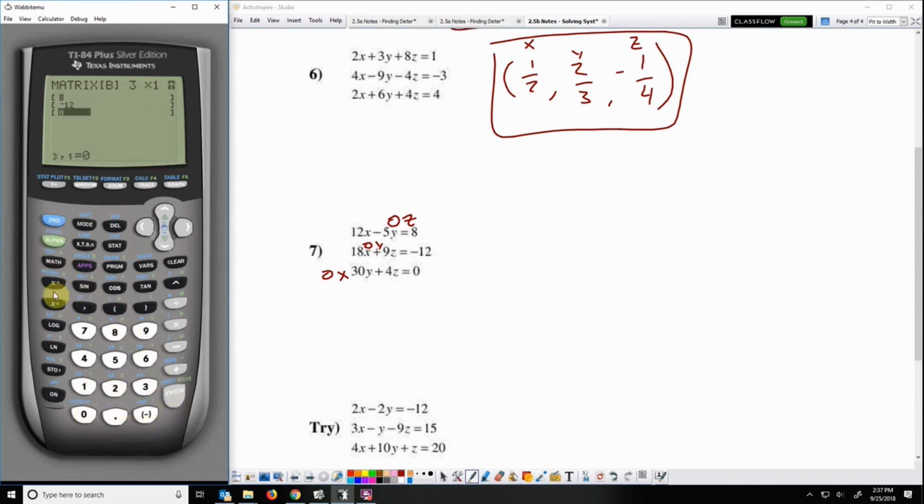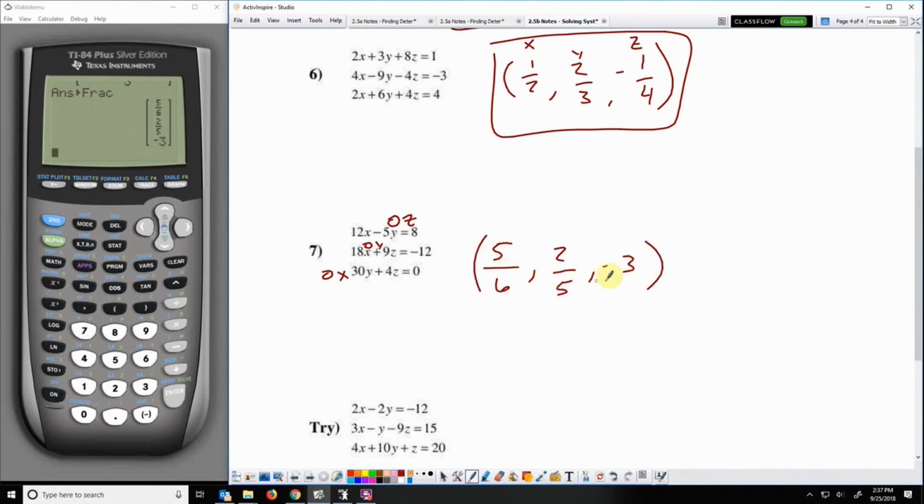And then I will multiply, so I'm going to hit second and quit. So I'll do matrix A inverse and multiply that. Oops. Try that again. Matrix A inverse times matrix B. Okay, once again I've got decimals. We'll just go math, enter, enter, and get that turned into fractions. So I get 5/6, 2/5, and -3 for my x, y, and z.